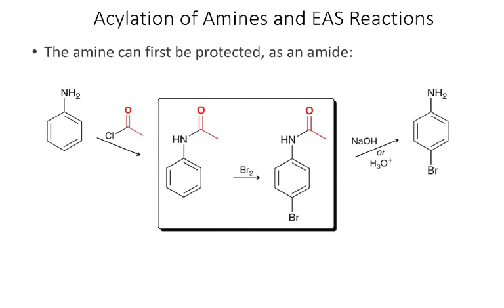And so this is where the acylation can come in. If I start with aniline and then I react that with an acid chloride, that will give me the amide, and now I've gone from a strongly activating group to only a moderately activating group, and so that will lead to the monobromination, and then I can use hydrolysis to give me back the original amine.